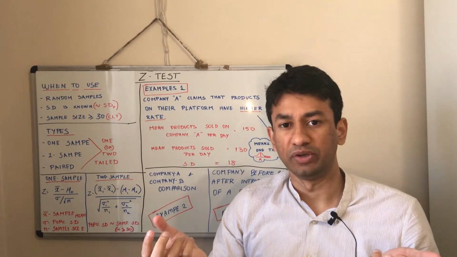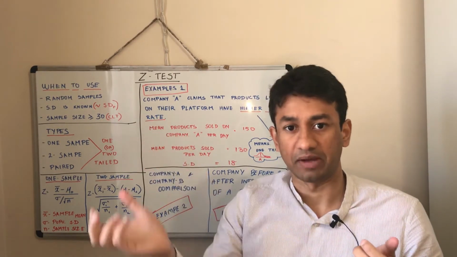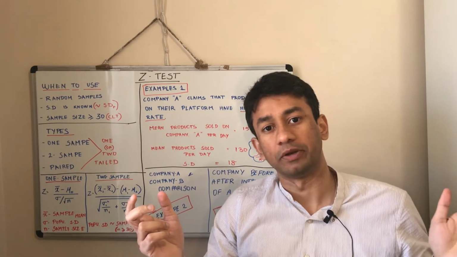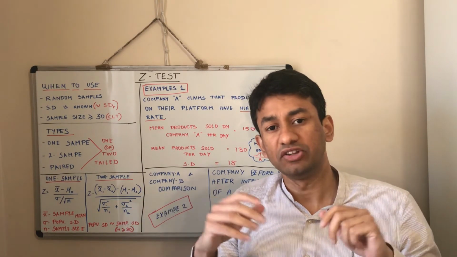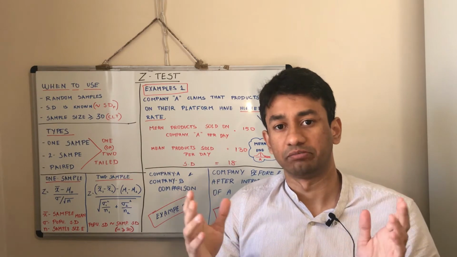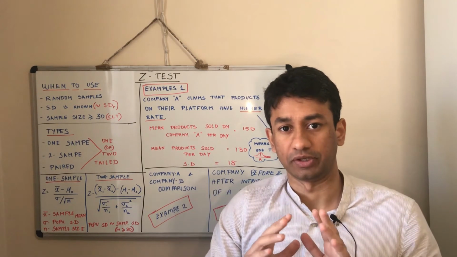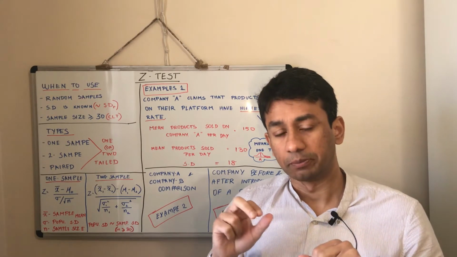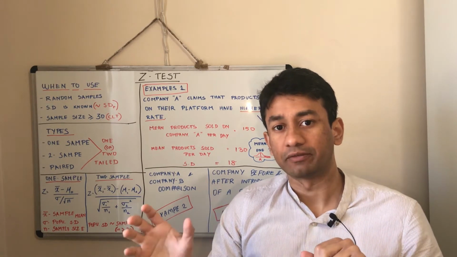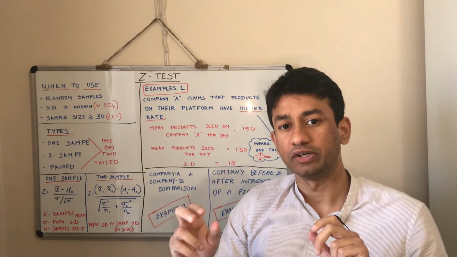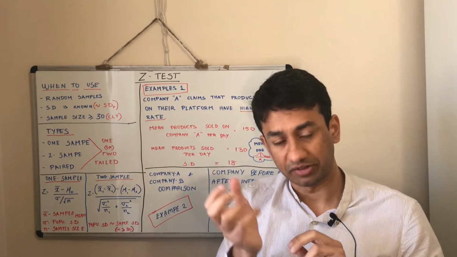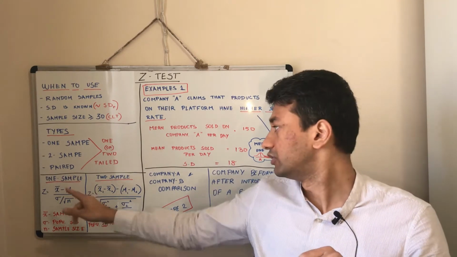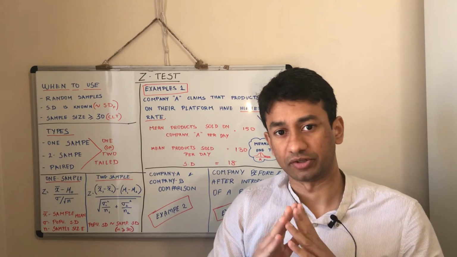Here we are comparing a sample, company A's data, with that of the whole population, where in general the products are sold maybe on all other platforms put together, and we are comparing it with the products sold on a particular platform, which is company A. Since we are comparing a sample with the population, what we need to use is the one sample Z-test.